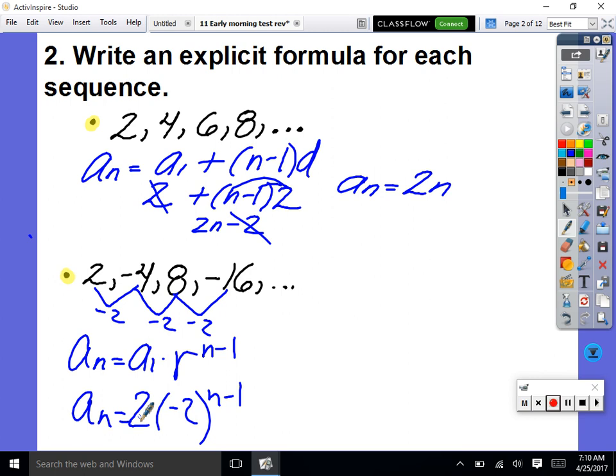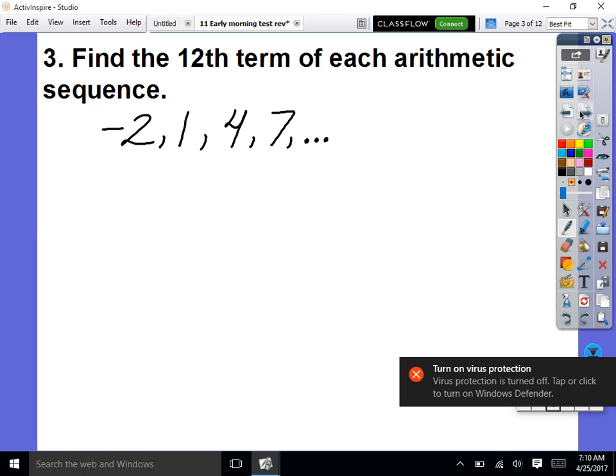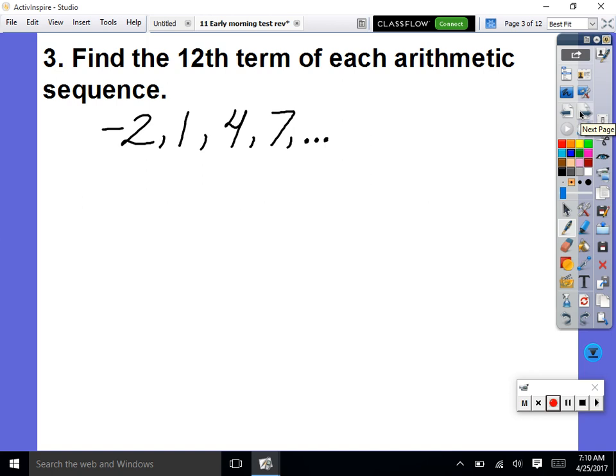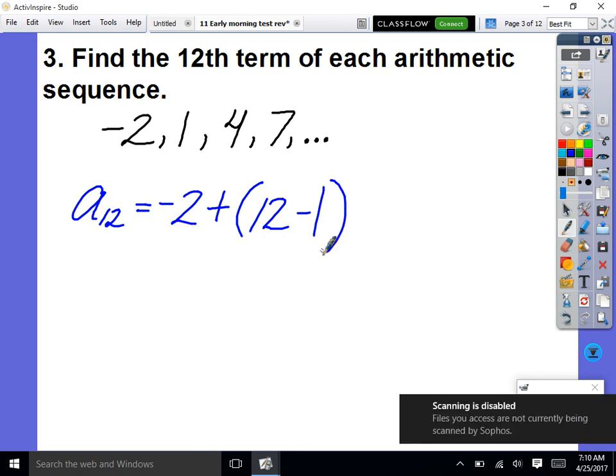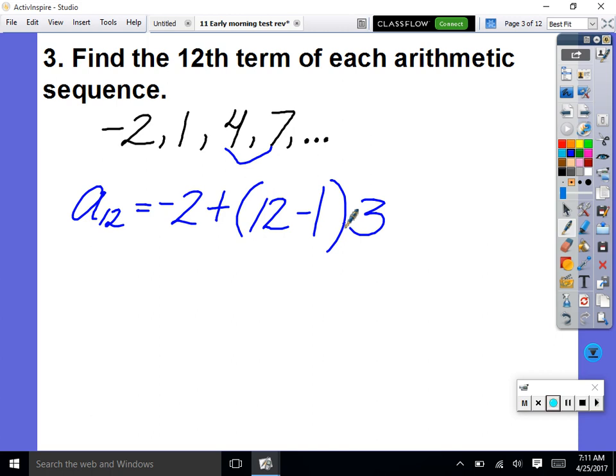Questions? Easy. Okay, now next one on the test, we'll say find the 12th term of each arithmetic sequence. It makes it easy because it tells you it's arithmetic. Find the 12th term, so you just plug it straight into the formula. So a sub 12 is equal to a sub 1, negative 2 plus 12 minus 1 times, what's my common difference here? Let's say we don't know. You do this minus this, which is, you're right, 3. And then you would just calculate it. Type it in your calculator. All good?